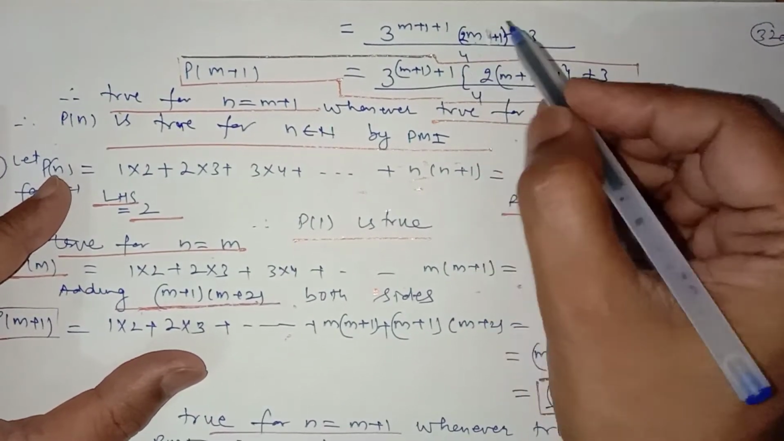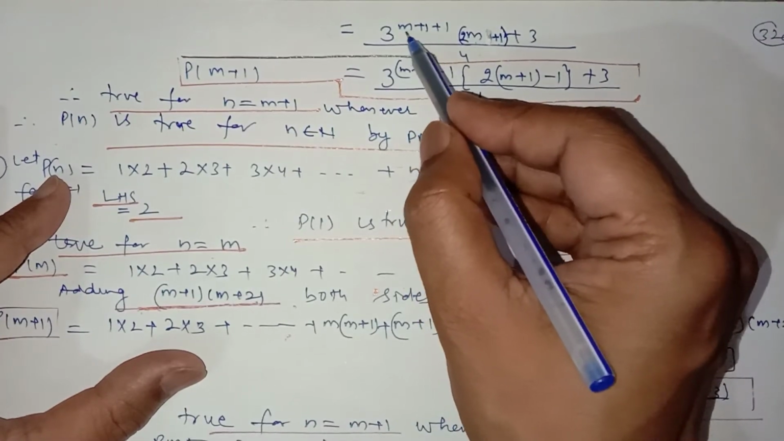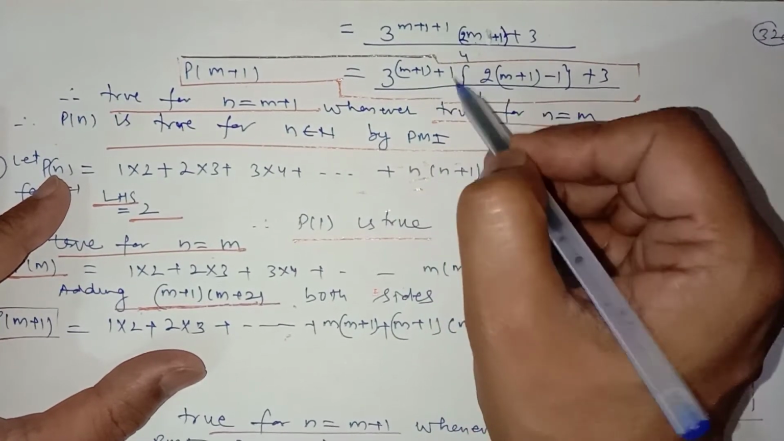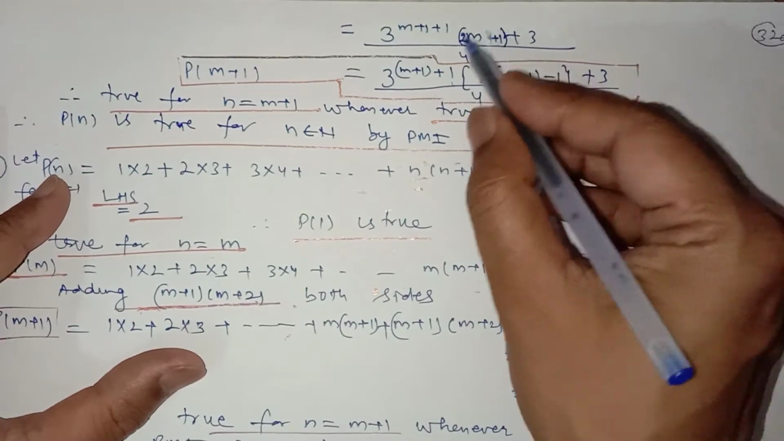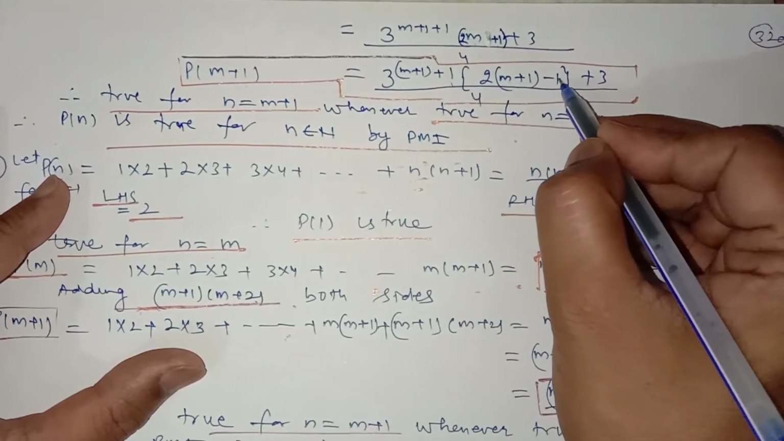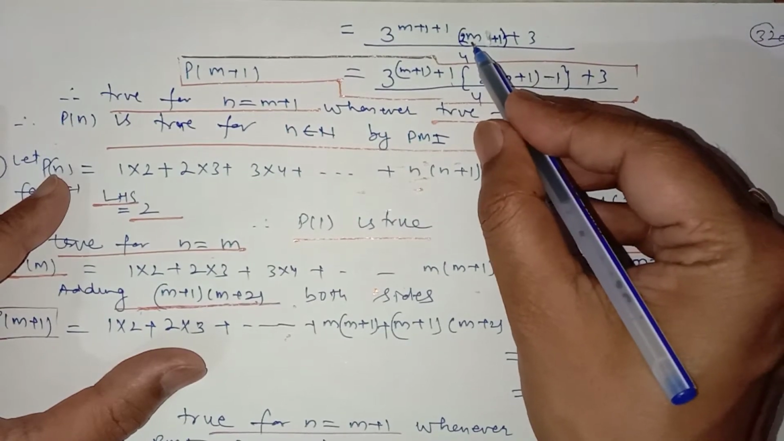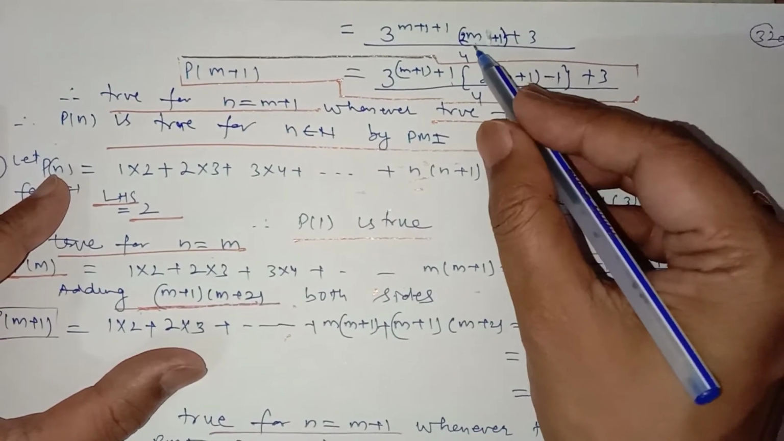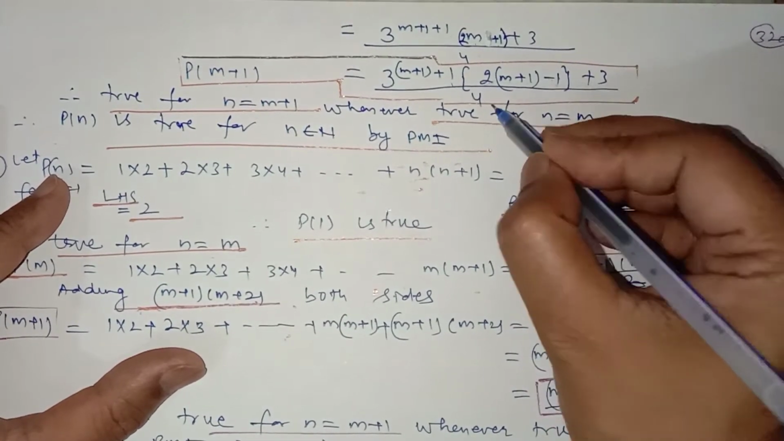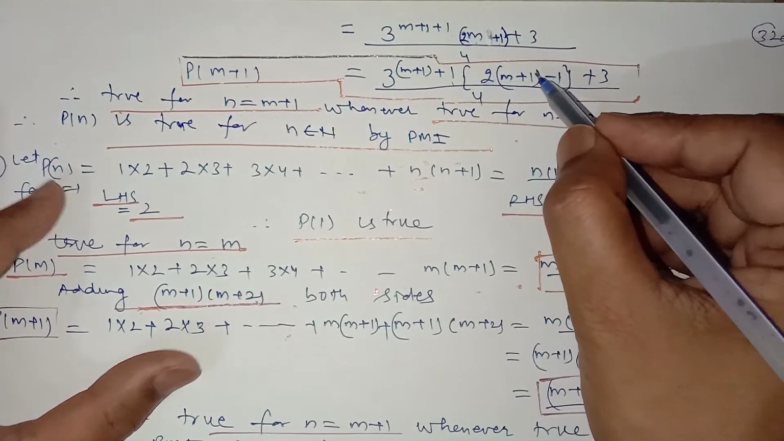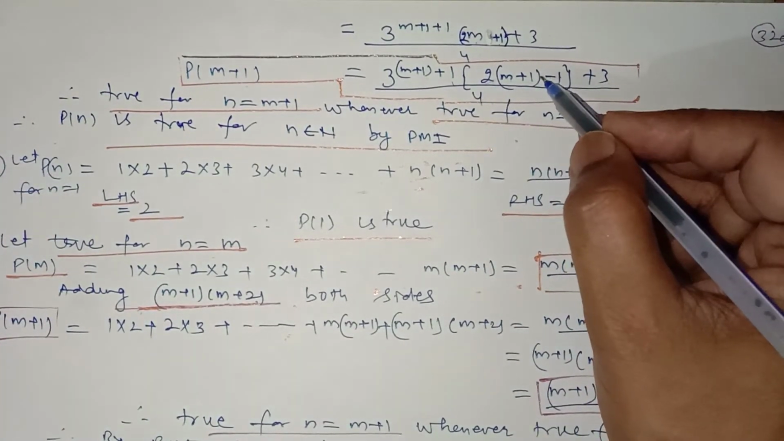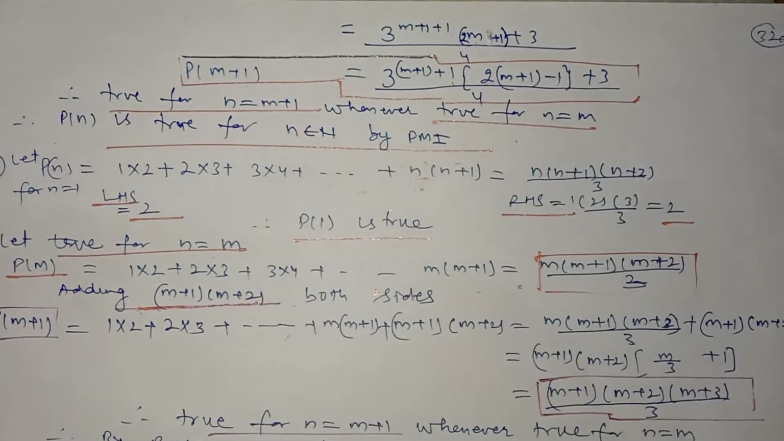Now you can arrange it. For this, you can write 3 raised to power m plus 1 in bracket plus 1. And for this, you can write 2m plus 1 minus 1. Because if we solve these two, you'll get this 2m plus 1, 2m plus 2 minus 1, which is equal to 2m plus 1 plus 3 upon 4. Why we have done this? Because you have to show that it is the next term of the right hand side.